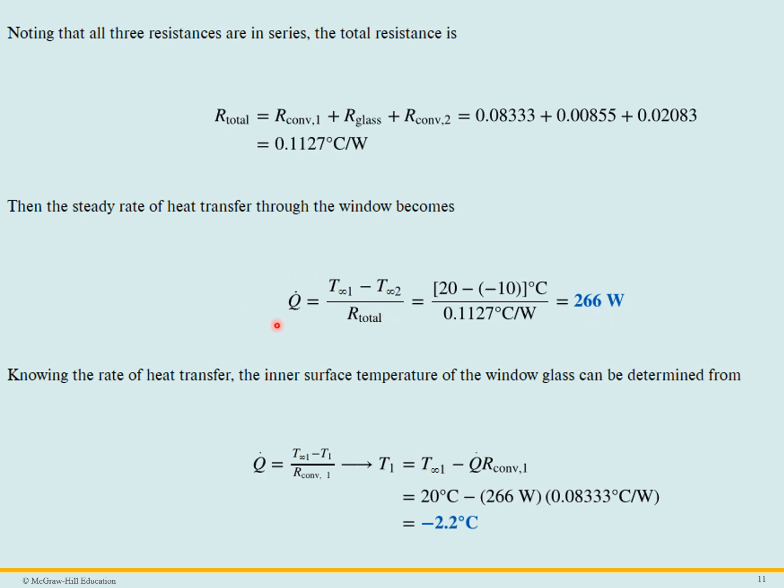So knowing this rate of heat transfer, we can go backwards and calculate the individual temperatures. On the inner surface, we have Q dot is T infinity 1 minus T1 over R convection 1. So that says T1 is equal to T infinity 1 minus Q dot R convection 1. This value is given, about 20 degrees C. Q dot we calculated, and R convection 1 we calculated as well. That's the 0.08333 value. So the temperature on the inner surface of the glass window is minus 2.2 degrees C.